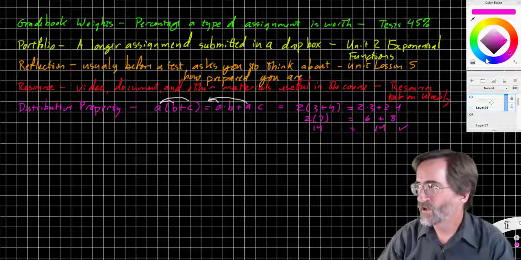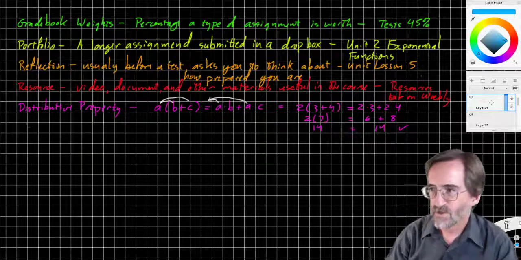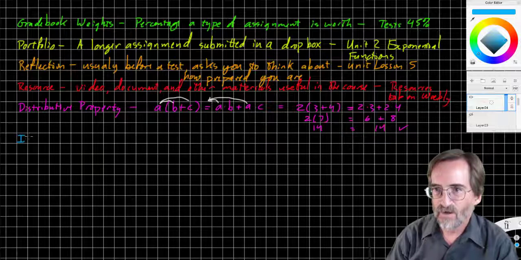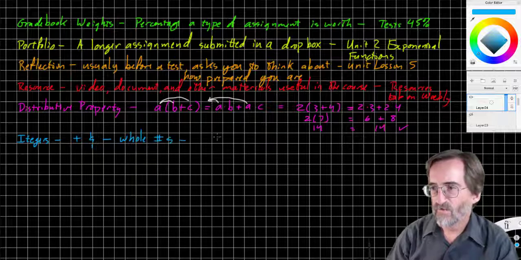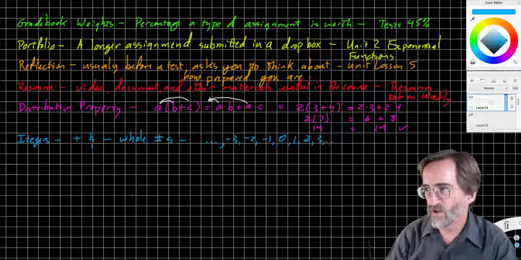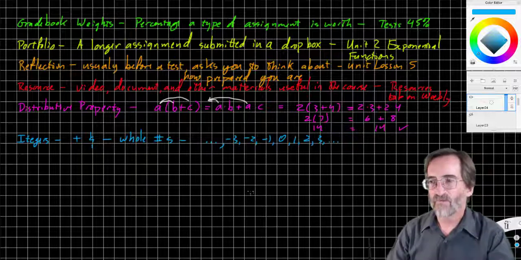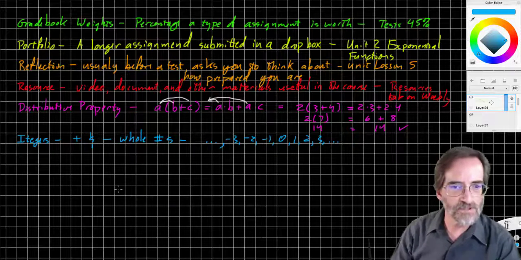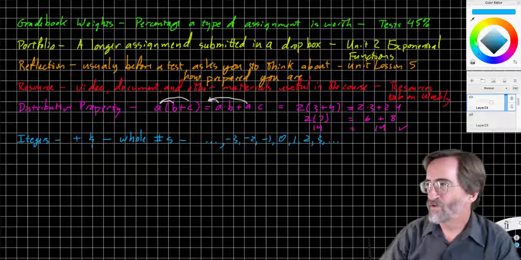Integers. Positive and negative whole numbers. Examples: -3, -2, -1, 0, 1, 2, and 3, and so on. Positive and negative whole numbers, integers. Order of operations.